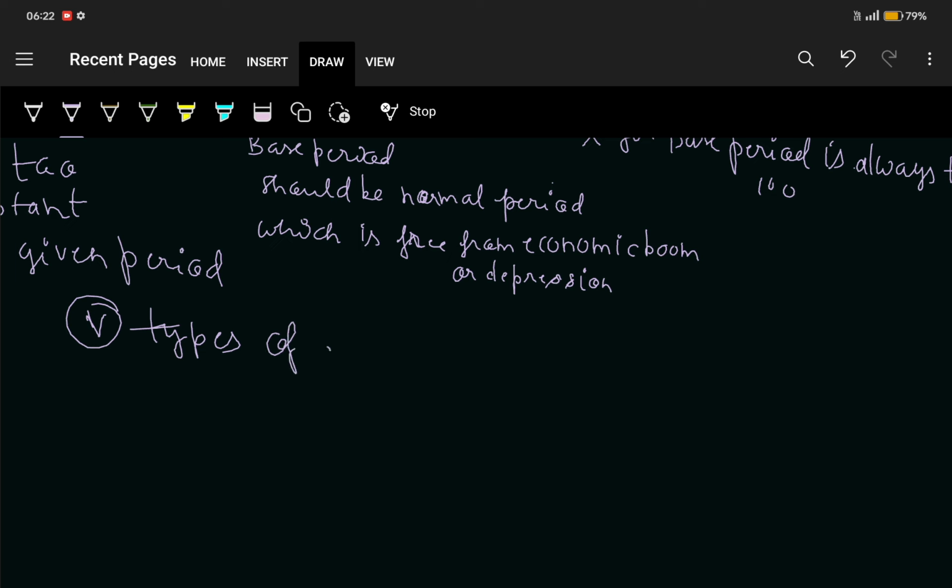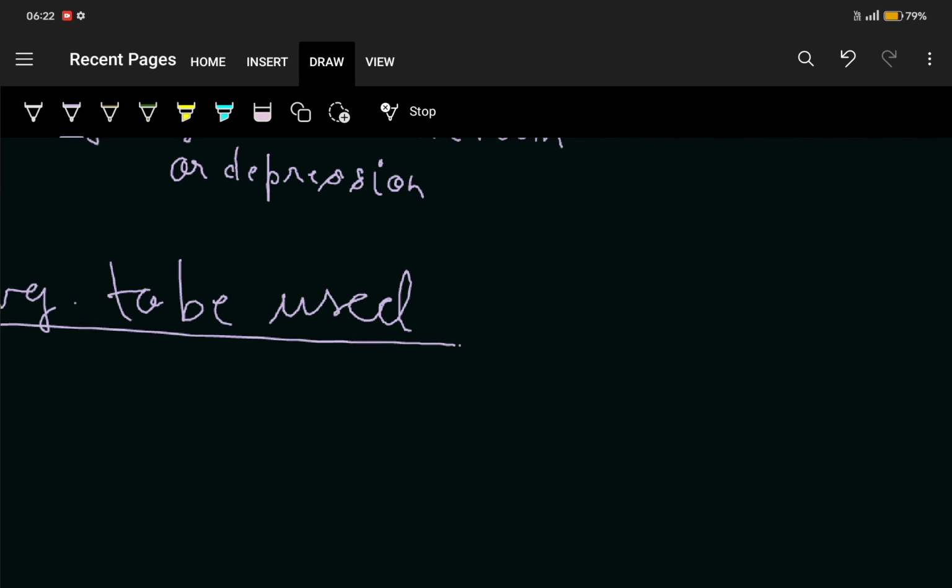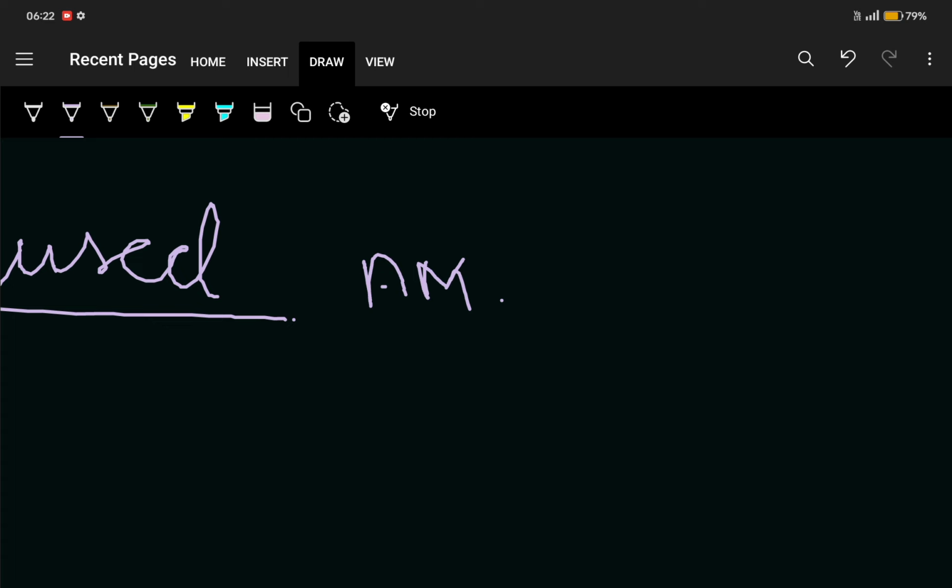Types of average to be used. So there are three types of average we are using: arithmetic mean, geometric mean, and median. Median एवरेज तो नहीं है बट यूज करते हैं। सो अरिथमेटिक मीन मीन्स दोनों टाइप्स के अरिथमेटिक मीन यूज होते हैं, वेटेड और सिंपल अरिथमेटिक मीन। एंड ज्योमेट्रिक मीन भी दोनों टाइप्स के भी हम लोग यूज करते हैं इधर, सिंपल और वेटेड। एंड मोस्ट अप्रोप्रिएट एवरेज ज्योमेट्रिक मीन ही लिया जाता है इधर in the construction of index number.